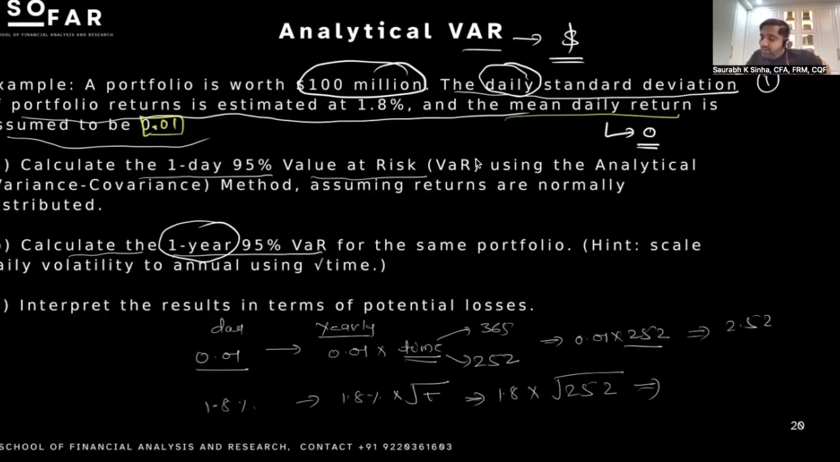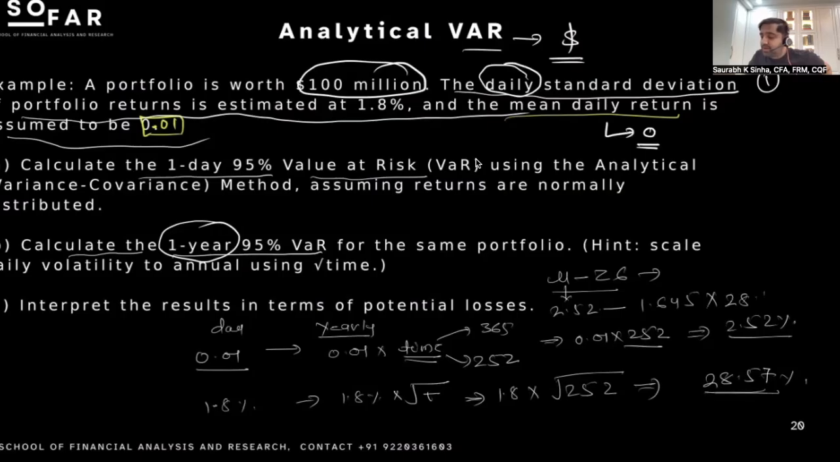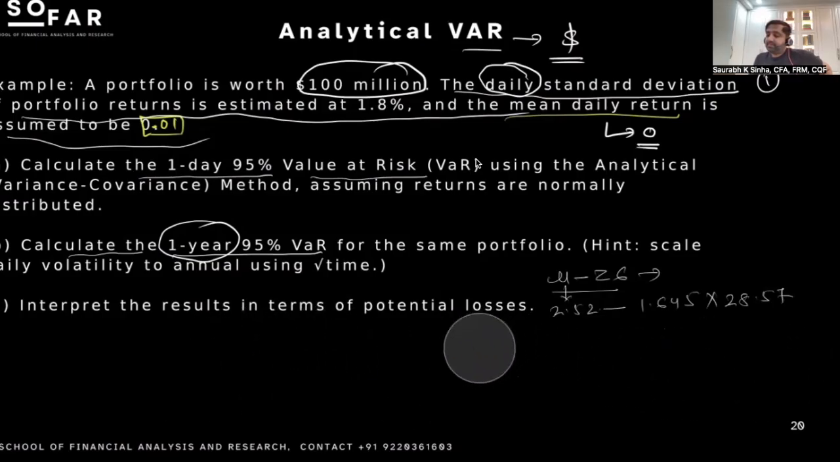So this is 2.52% and this is 28.57%. Now you can do mu minus z into sigma for 1 year, because you have the 1 year mean and the 1 year standard deviation. So 1 year mean came to what? 2.52 minus z, that is 1.645, into 28.57. Calculate. So the final value is coming as 2.52 minus what? What is the final value?